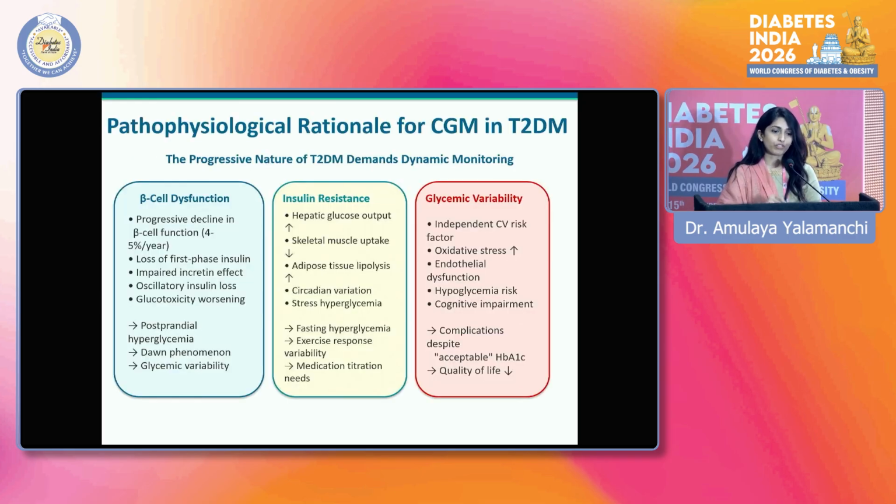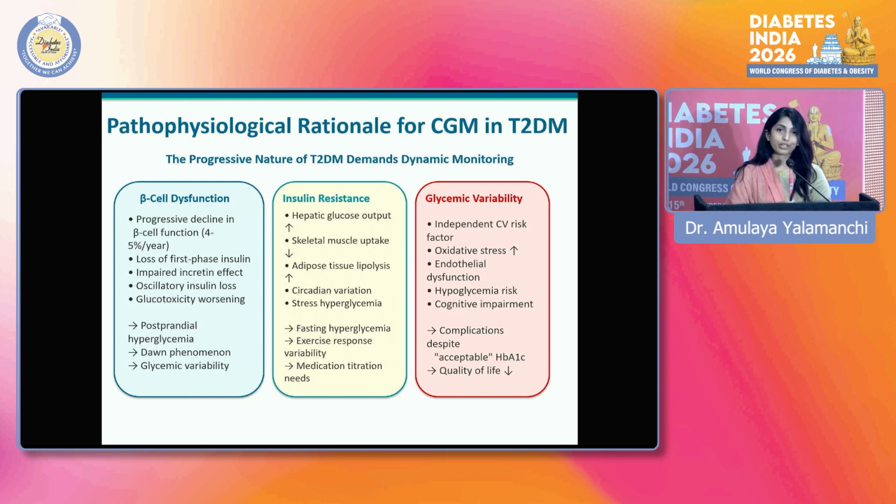There is also a pathophysiological rationale for use of CGM in type 2 diabetes, because it's a very progressive, dynamic disease, and there is a progressive decline of beta cell function at almost 4 to 5% each year. There is also loss of first phase insulin secretion and decreased incretin response, on top of insulin resistance. We have more postprandial hyperglycemia from carbohydrate-loaded diets, especially in South Asia. And there may be differences in oscillatory insulin, so there can be glycemic variability and exercise response variability, which cannot be detected using HbA1c or SMBG.